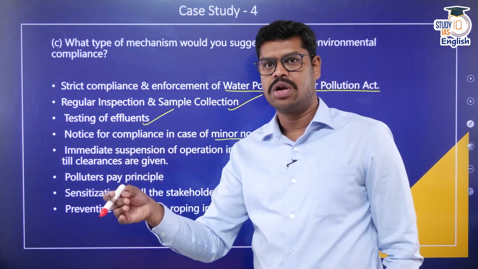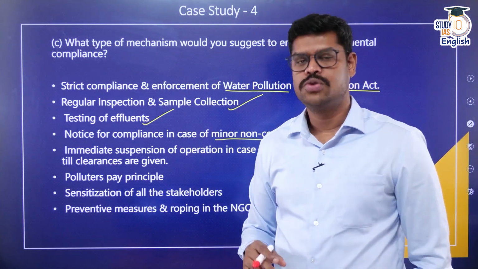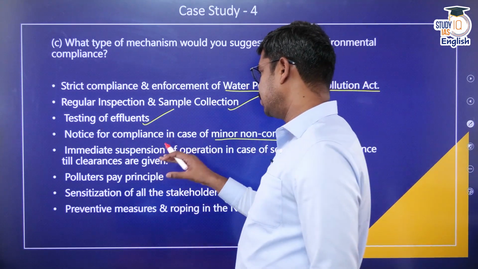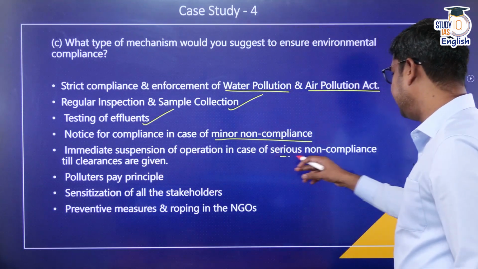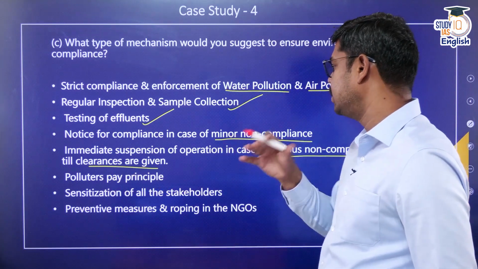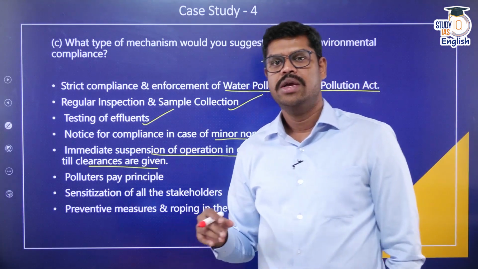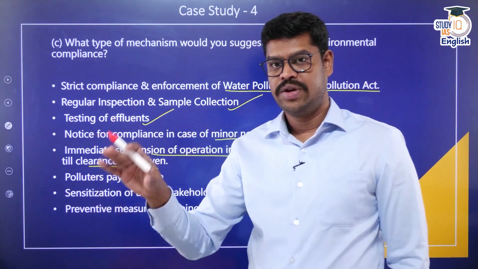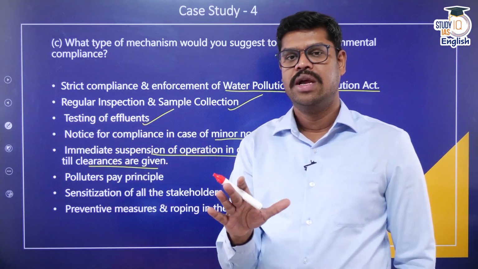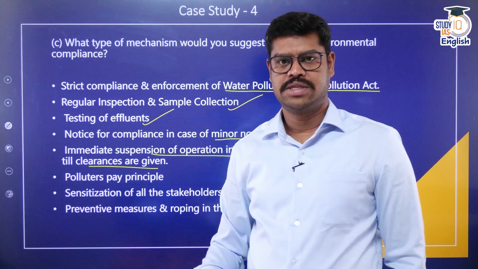Whenever there is a minor non-compliance, even if it is the slightest deviation, you will have to immediately issue notice to those organizations and make sure that they come into compliance. And in case the non-compliance is very serious, let us assume it is an emergency case, then you can do an immediate suspension of operation. Because if it is an emergency and a serious non-compliance, it can have a lot of health impacts and environmental degradation. Here you cannot be liberal in allowing them to continue with their operation. So here, immediate suspension.